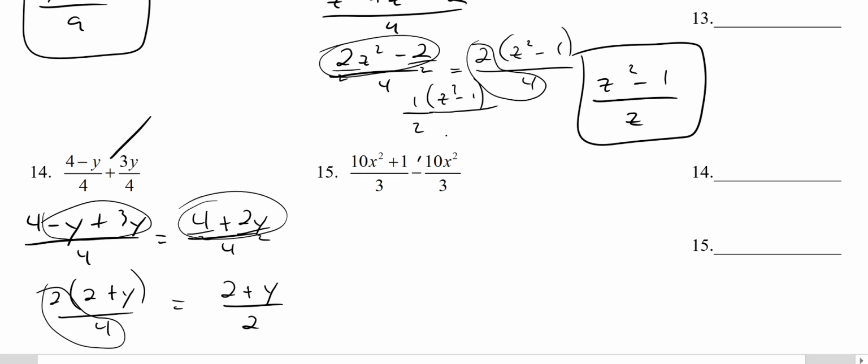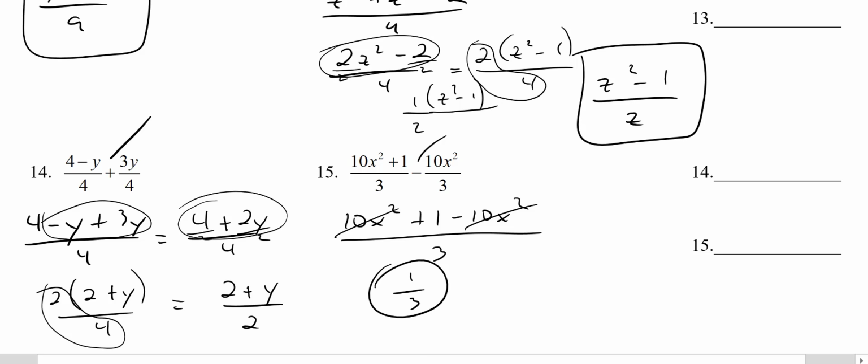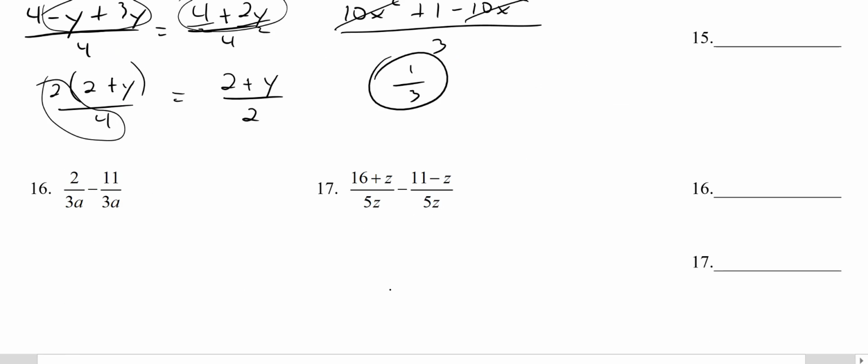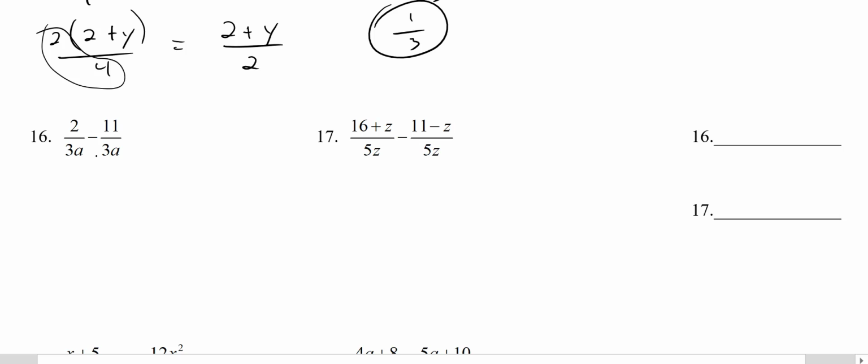All right, so now we got a minus sign here. That's pretty good. So let's do 10x squared plus 1 minus 10x squared over 3. Well, that's kind of nice. 10x squareds cancel out completely, so we just have 1/3. What? Okay, that's pretty cool. Okay, a little more subtraction. So 2 minus 11 over 3a.